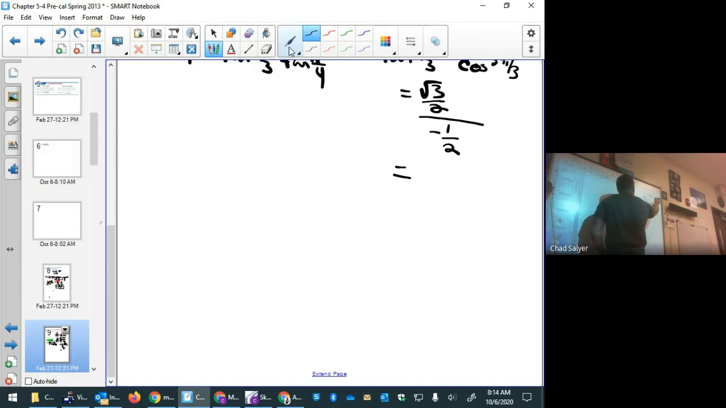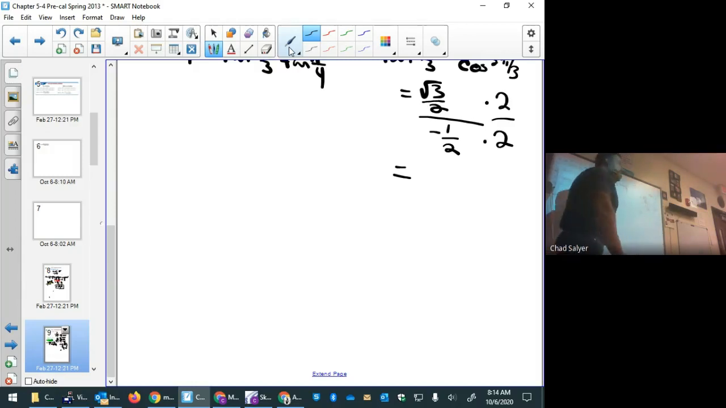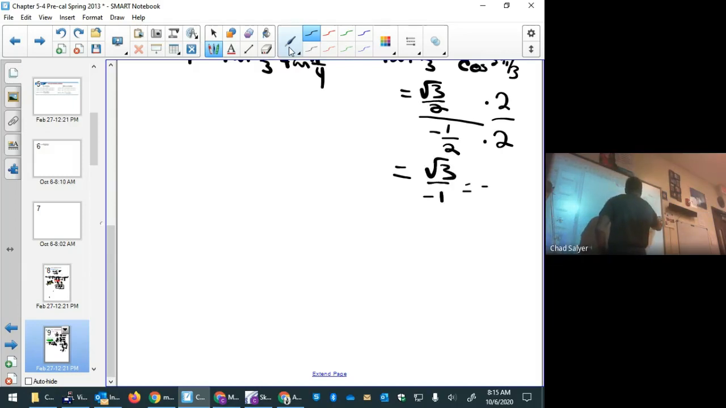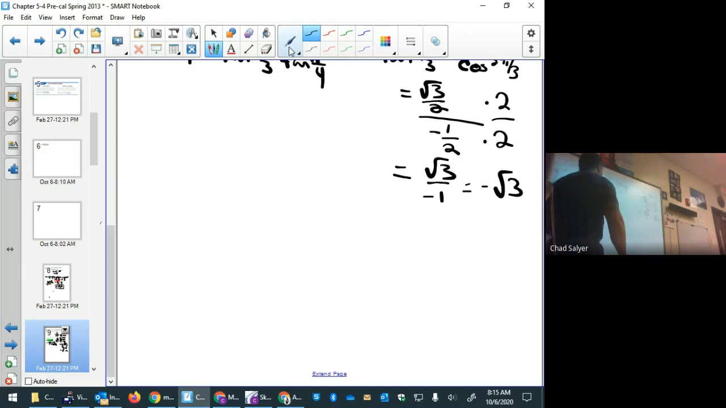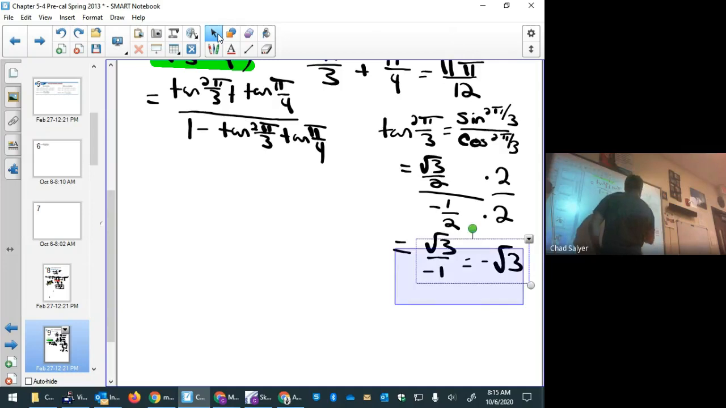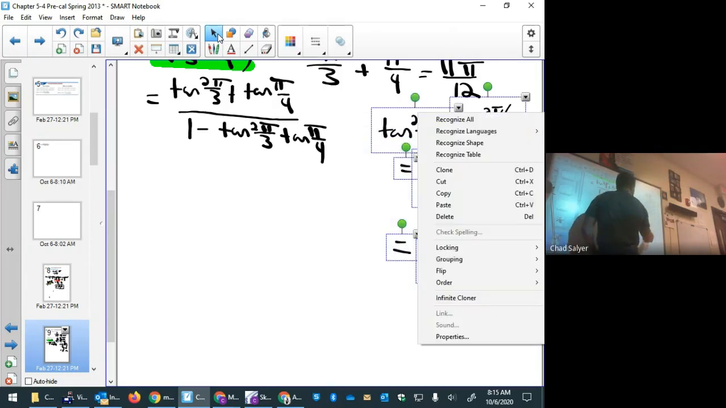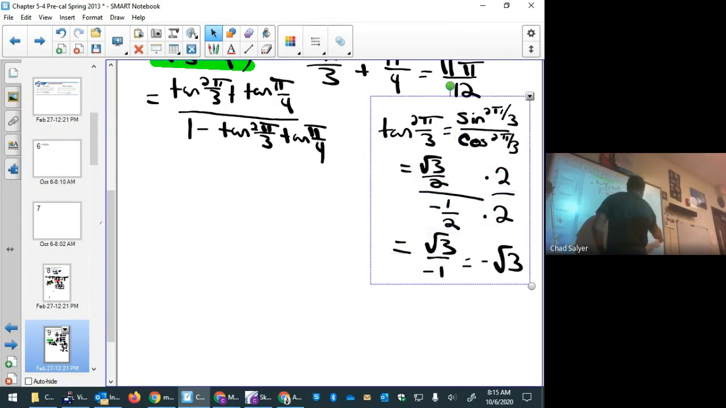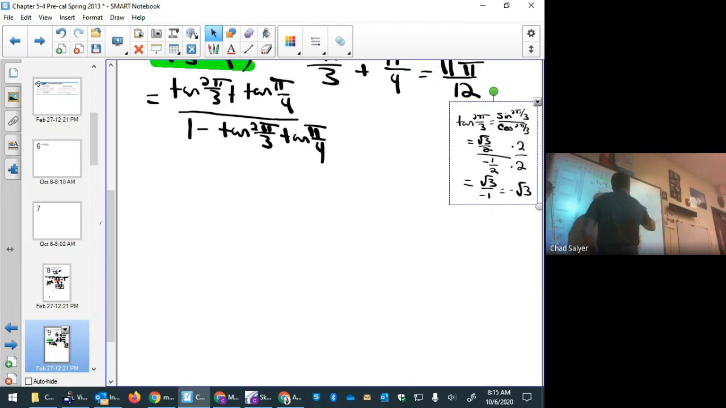So if I multiply top and bottom by 2 here, which is perfectly legitimate, that's going to be square root of 3 over negative 1, which is negative radical 3. So the tangent of 2 pi over 3 is negative radical 3. Now let's calculate, this is just kind of a little aside here. I'm just doing this because we don't know the tangent exactly on the unit circle. We've got to use this reciprocal identity to find it.